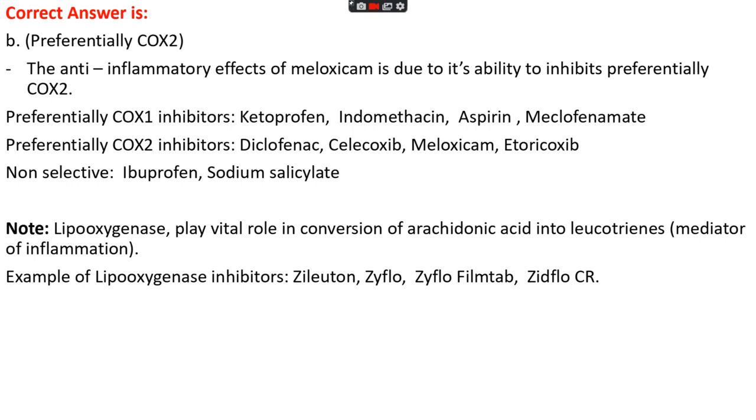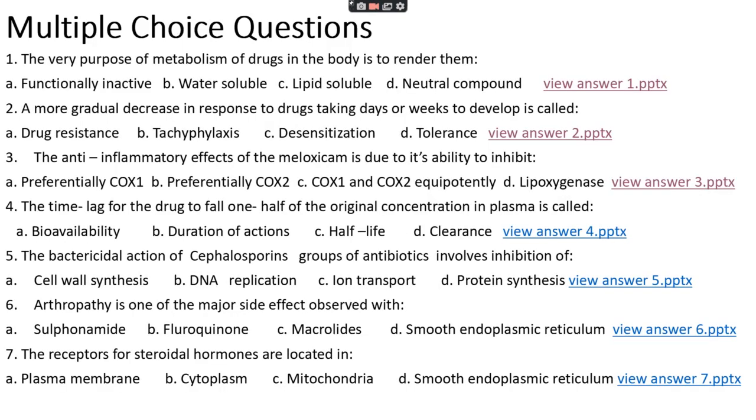Lipoxygenase is an enzyme which plays a vital role in the conversion of arachidonic acid into leukotrienes, which are actually mediators of inflammation. And here are examples of lipoxygenase inhibitors: zileuton, Zyflo, Zyflo CR, etc.